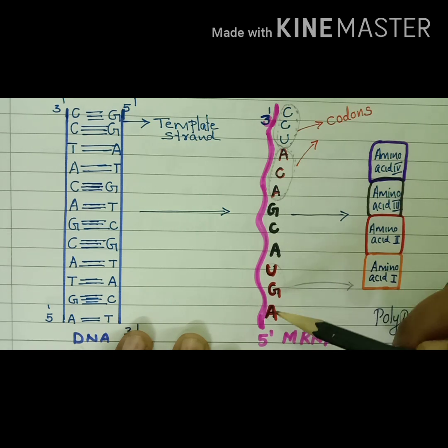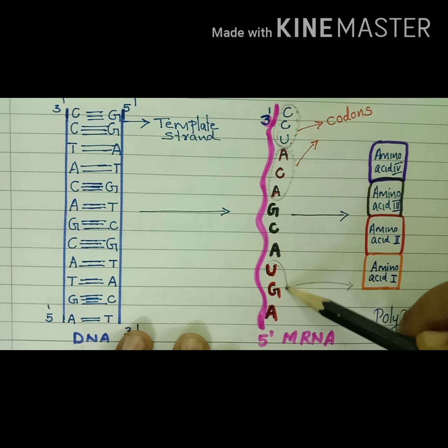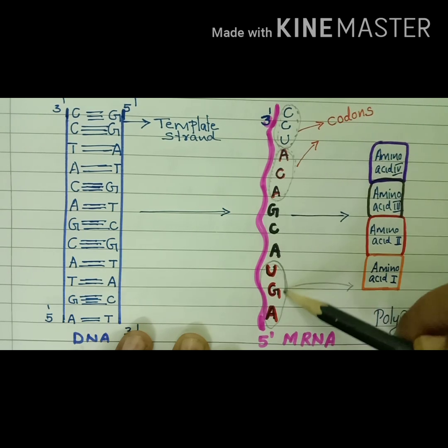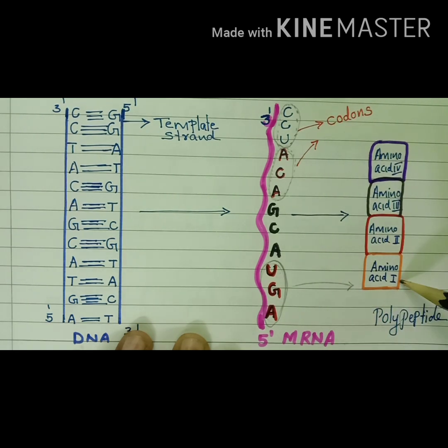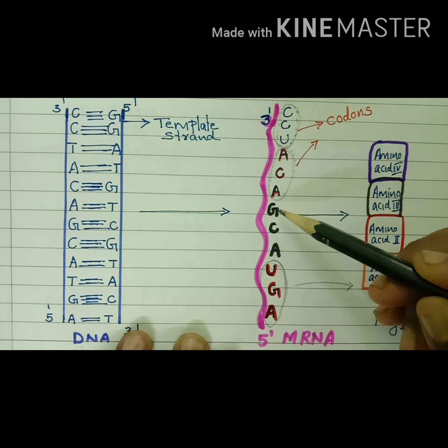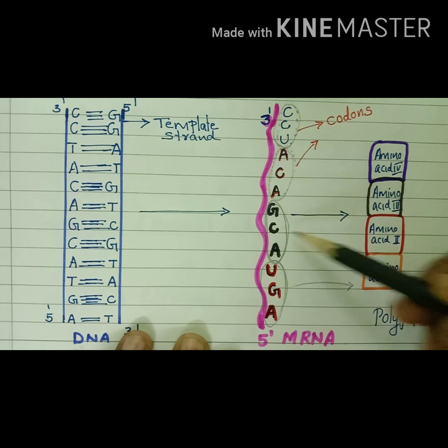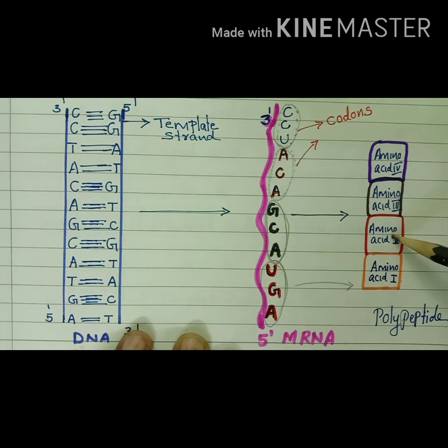AGU. That means it consists of 3 nitrogen bases or 3 nucleotides: adenine, guanine and uracil. These 3 together constitute a codon, and it will code for an amino acid. Then we can see the next codon, which consists of adenine, cytosine and guanine. So this is the second codon present in this mRNA, and that will code for the second amino acid.